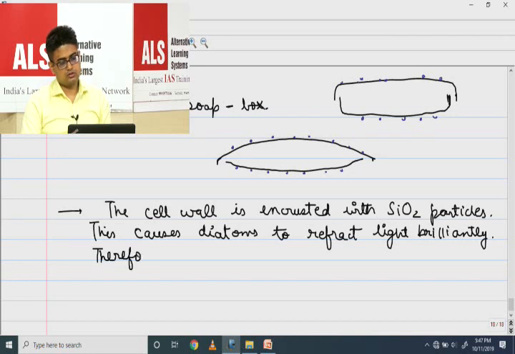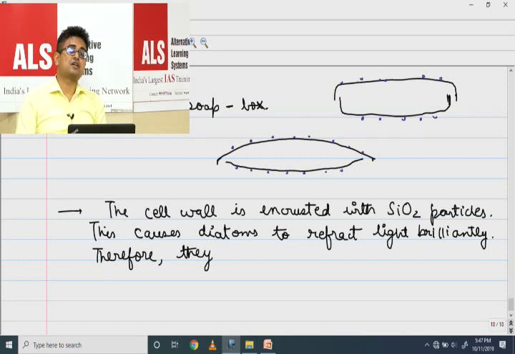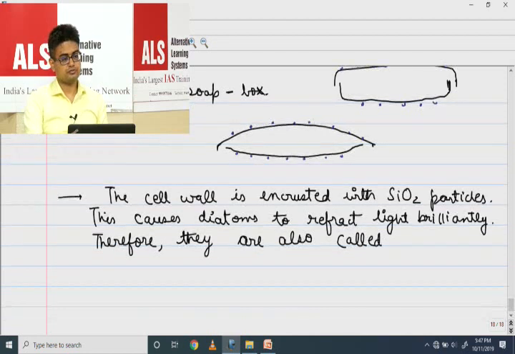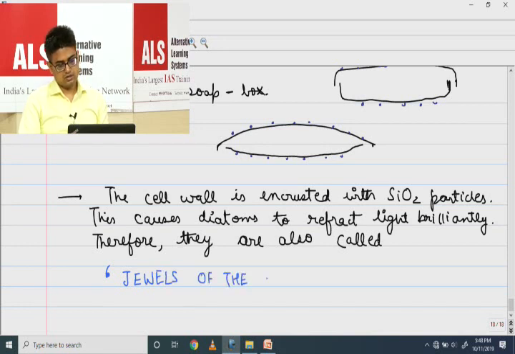Therefore, they are also called jewels of the plant kingdom. This question has been asked: what group of organisms is referred to as jewels of the plant kingdom? Actually, it does not belong to the plant kingdom. It is placed in kingdom Protista. Still we call it jewels of the plant kingdom. So people get confused, thinking there is no alga like this and that it is not in the plant kingdom. It's a confusing question, but the correct answer is diatoms. They are also called jewels of the plant kingdom.